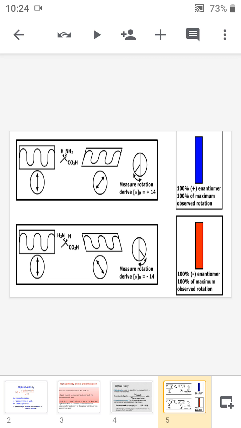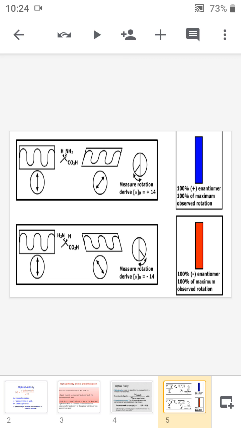So the plane polarized light is rotated towards the right direction. The measured optical rotation, alpha observed, is equal to plus 14. That means this organic molecule rotates the plane polarized light with a magnitude of 14. If it matches the standard compound, then we can call our molecule pure. That is represented by the blue bar, which shows that 100% of the plus enantiomer is present in our analyte solution.